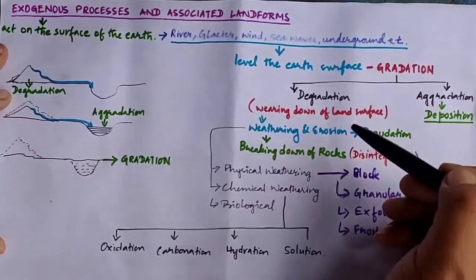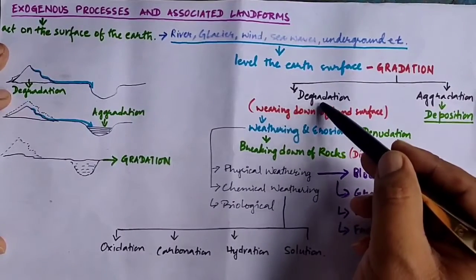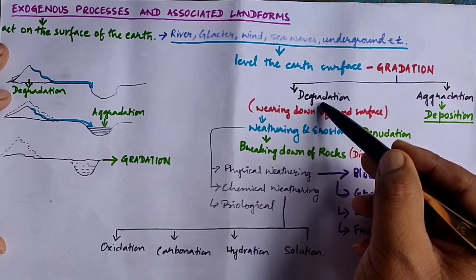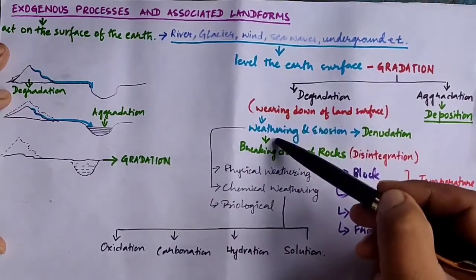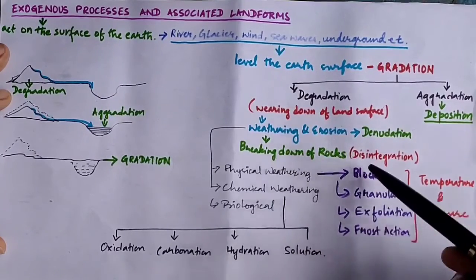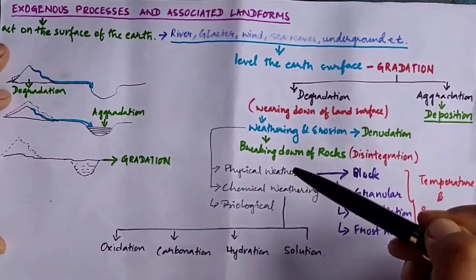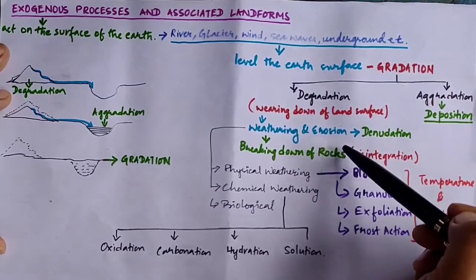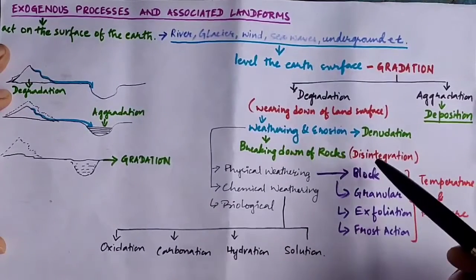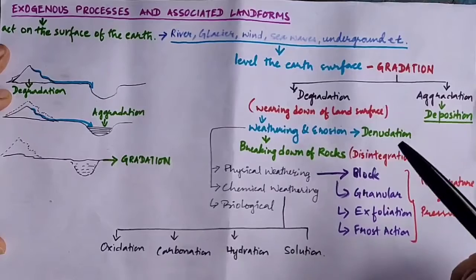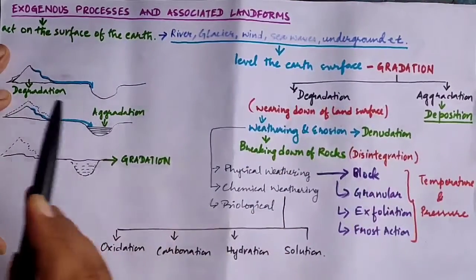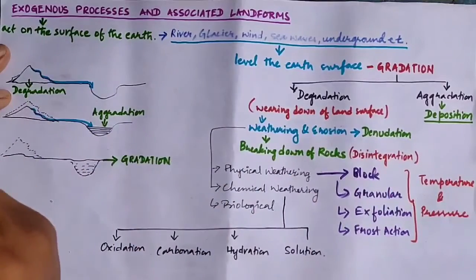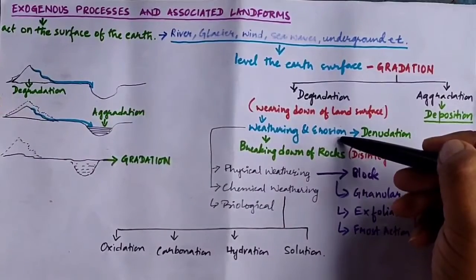Now over here, degradation mainly involves two different types of process, that is weathering and erosion. Weathering means breaking down of the rock, disintegration of rocks into smaller pieces, and erosion means that the broken down rock fragments will be transported away, or removed from the place of their origin and taken away to far flung areas. That process is known as erosion.